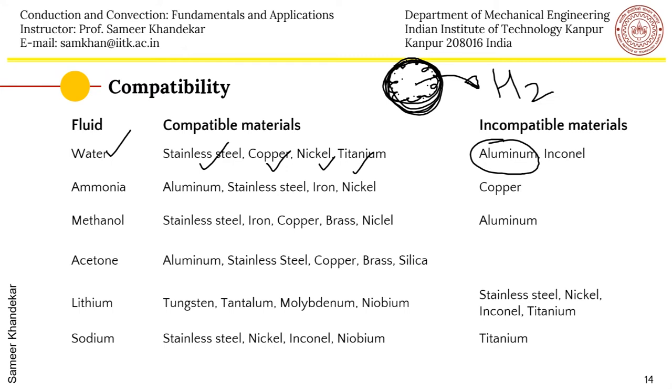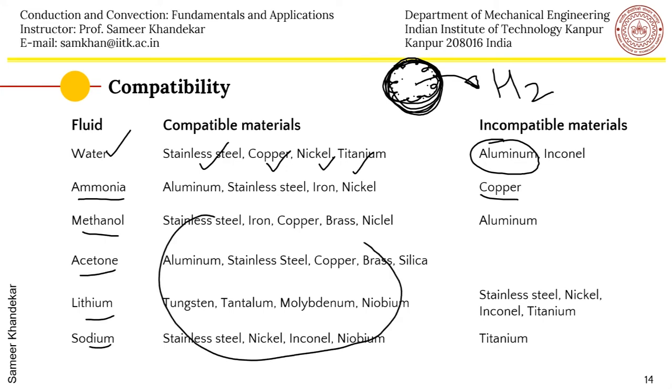aluminum-water heat pipes are not possible. Similarly, ammonia-copper is not possible. Ammonia and copper will react, and hydrogen gas may be generated inside the system. Similarly, methanol, acetone, lithium, sodium are compatible with certain materials and non-compatible with certain materials. So one has to be careful while choosing the combination of the working fluid and the container. The container also comes in contact with the fluid, and therefore it is equally important that the working fluid does not react with the container during its entire lifetime.